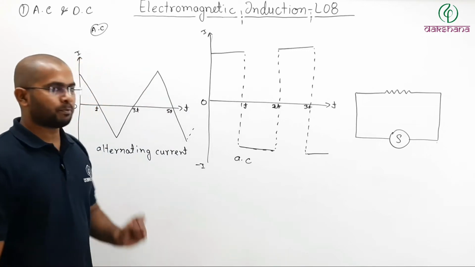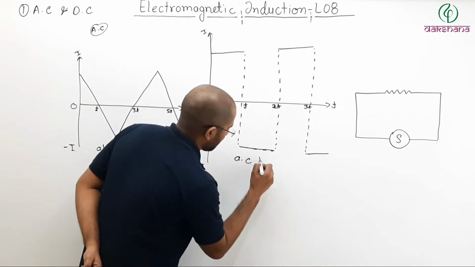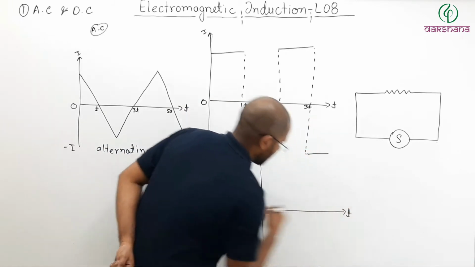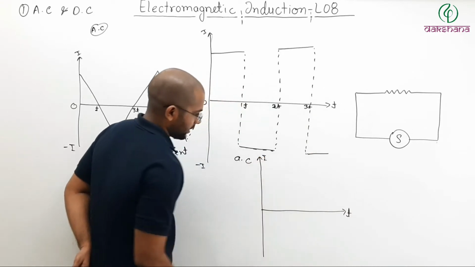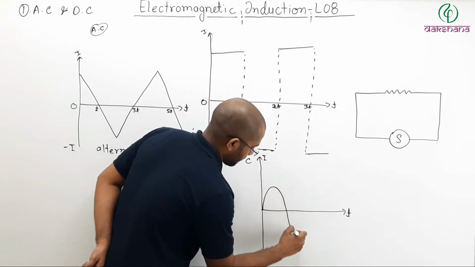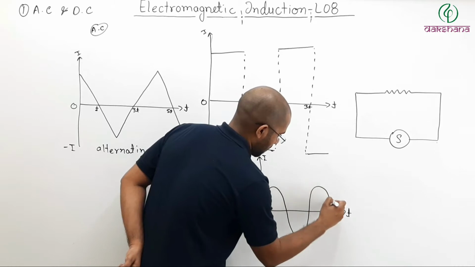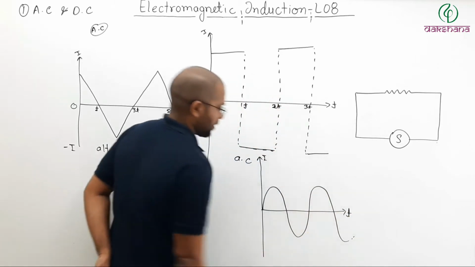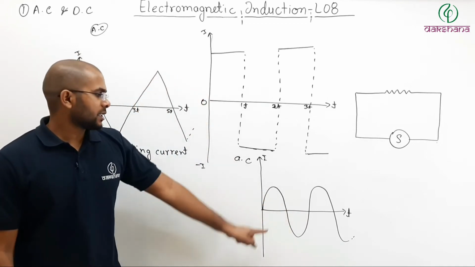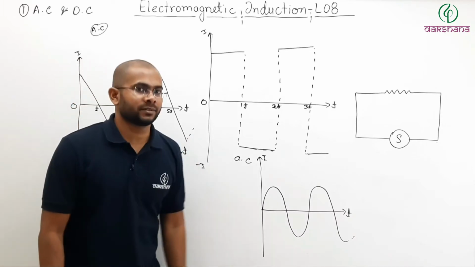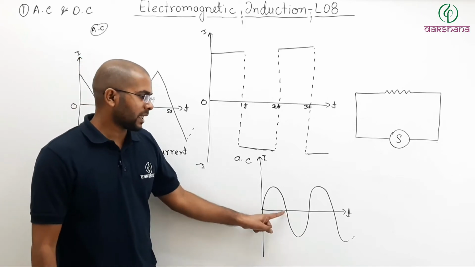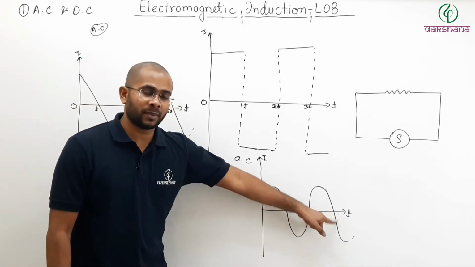Now let us talk about a particular type of alternating current. Let us draw the graph. This is T, this is I. Now if the current varies like this, for example, now if you remember which kind of graph it resembles, it resembles the graph of your sine curve. So if you draw the graph of sine, that also looks like this: sine 0, sine pi, sine 2 pi, sine 3 pi and so on.